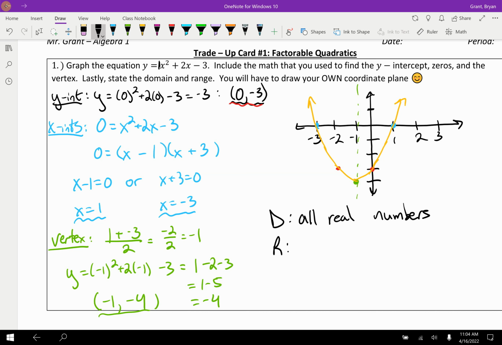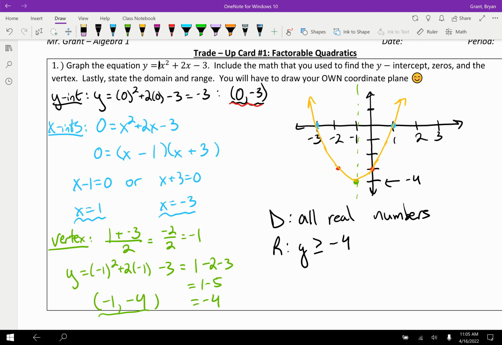Range measures the answers you can get here, and it's easiest to see on the graph. All of our answers, all of our outputs, or the height of the graph, is restricted because there is a minimum value here. The lowest we get on here is -4, and then you can see the graph goes up from there. So we say the range is y is greater than or equal to -4. It can be equal. There's a solid circle there.